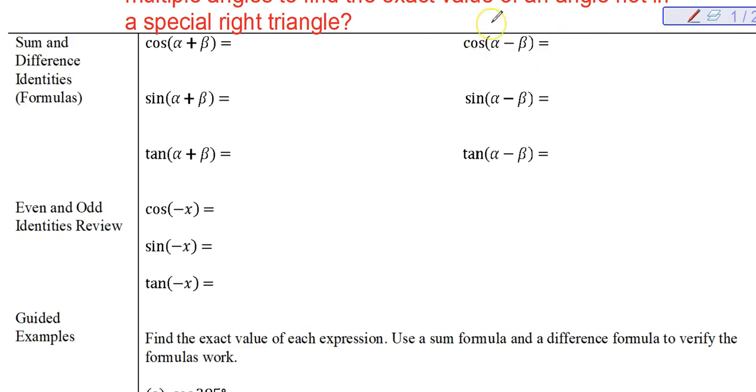So we're going to start with the cosine of angle alpha minus beta. This formula is the basis for the creation of all the others. So we're going to start with this one, and it goes like this. The cosine of angle alpha minus beta, two angles, goes like this. The cosine of alpha, cosine of beta, plus the sine of alpha, sine of beta.